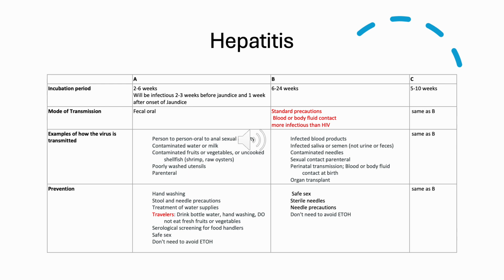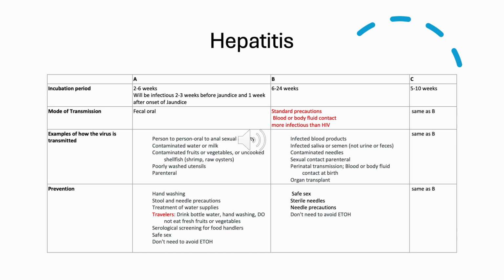Examples of how the virus is transmitted. With A, it could be eating raw shellfish, not washing your hands after using the restroom. It could be spread through anal sexual activity and contaminated fruits or vegetables when you're traveling. Always drink bottled water. Never drink a drink with ice in it. And to prevent hepatitis A, good hand washing. You want to have safe sex.